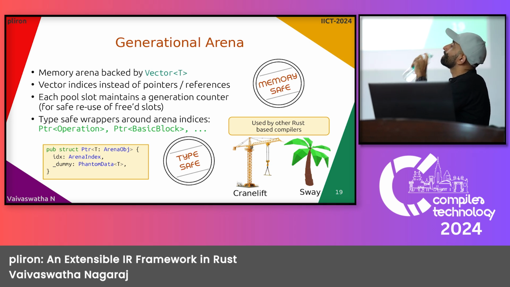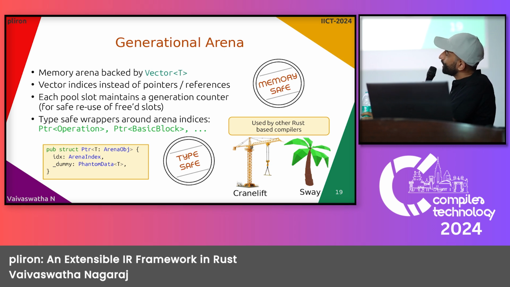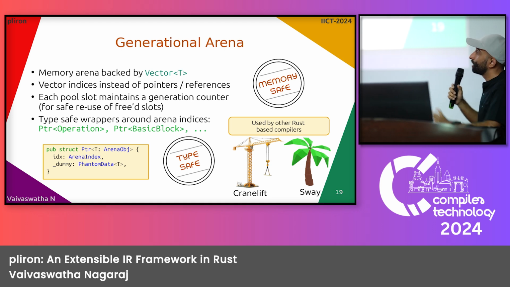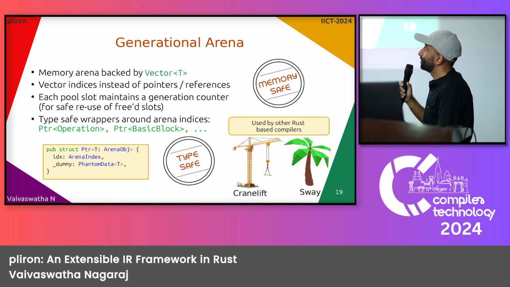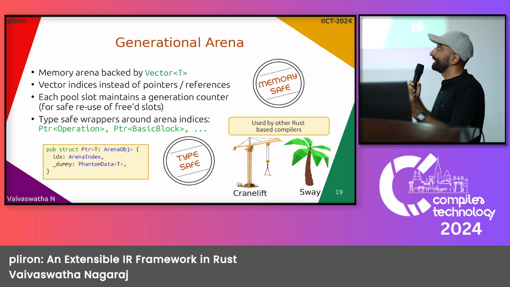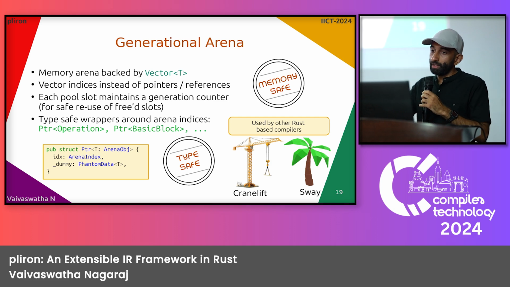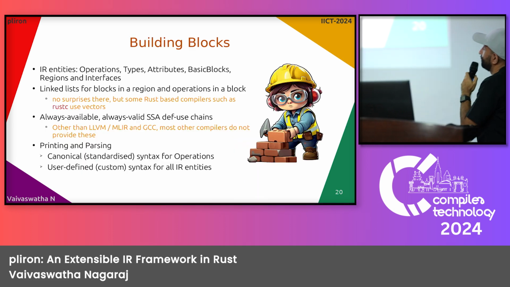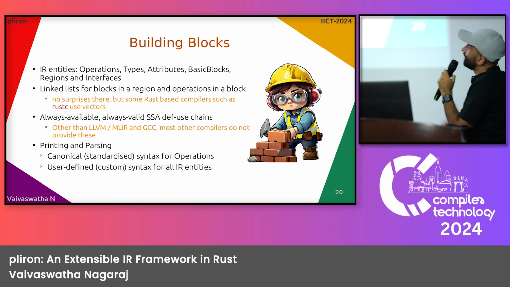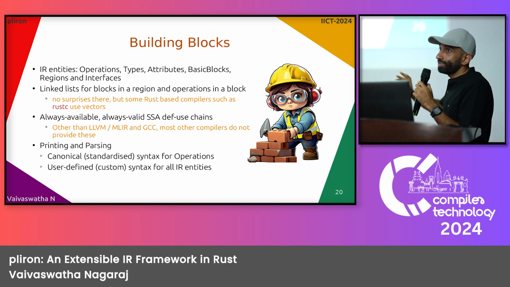And in addition to using generational arena, what pliron provides is a type-safe wrapper around these indices, just so that you don't mix up the index for an operation with the index for a basic block. So that's what that type-safe wrapper that you see around there is. And next, the fundamental building blocks of a compiler. Operations, types, attributes, all of that are there in pliron.